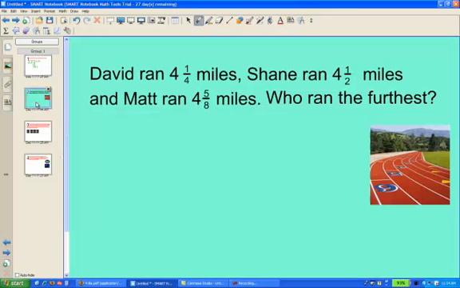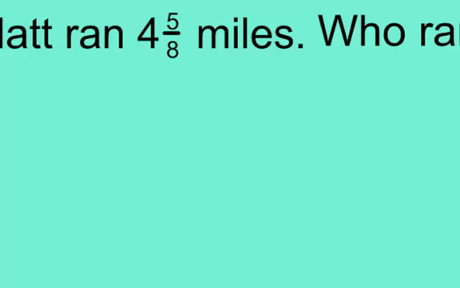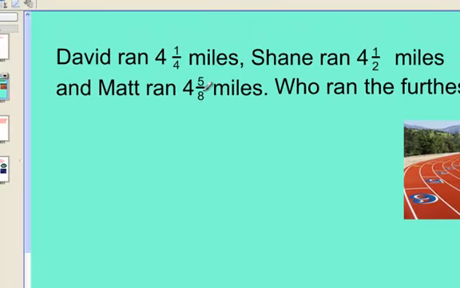This next problem here, we have David ran 4 1/4 miles. Shane ran 4 1/2 miles. And Matt ran 4 5/8 miles. Who ran the furthest? Again, you're comparing these numbers here. So all the 4's are the same. So Red Rover, the 4 is right over. Let's look at the denominators. We have 2, 4, and 8.